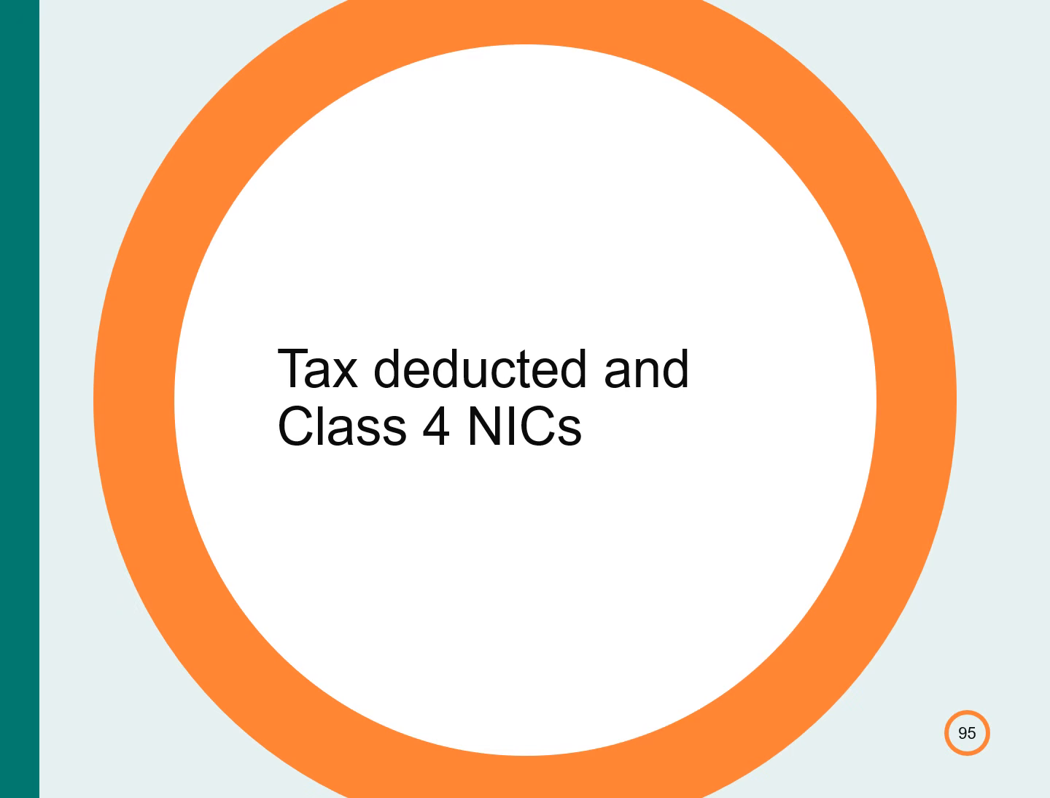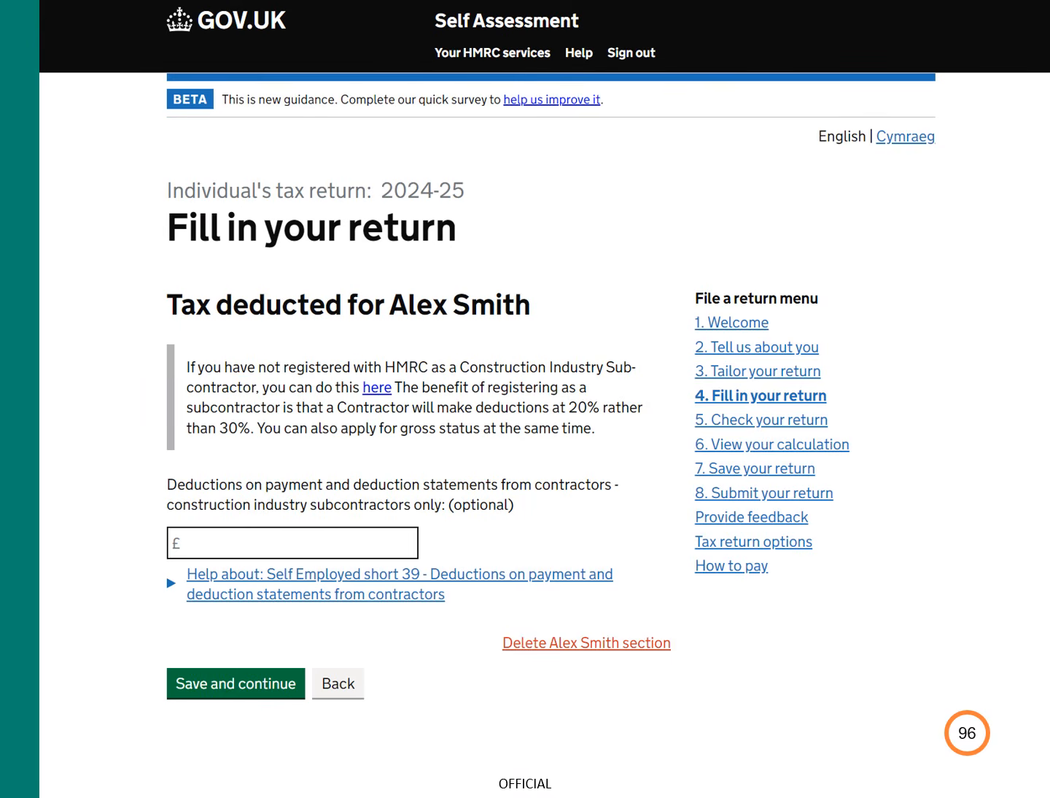The next two pages are for tax deducted and Class 4 national insurance contributions. So this page is for tax deducted. Only complete this page if you're in the construction industry scheme. This is where you show the total amount of deductions made by contractors in the year. You'll find these on payment and deduction statements the contractor gives you. But don't send these with your return.